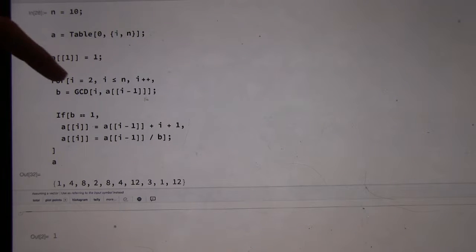For i equals 2, so then we go up from i equals 2, and i is less than or equal to n, so we go up 2, 3, 4, 5, 6, 7, 8, 9, 10. Yep. Because it's going up 1 every time. Okay.